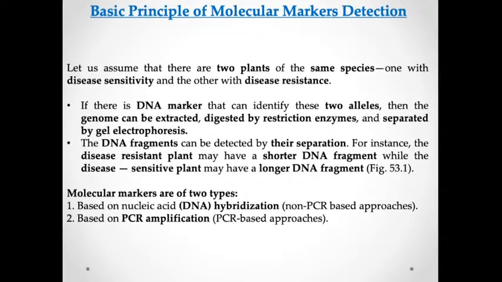So, the basic principle of molecular marker detection. How do you identify them? Let's say you have two plants of the same species, one disease resistant, one disease sensitive. You extract the DNA from the genome, digest it with a restriction enzyme, and separate it by gel electrophoresis. The DNA fragments can be detected by separation. For instance, disease-resistant plants may have shorter DNA fragments, while the disease-sensitive plants may have longer DNA fragments.